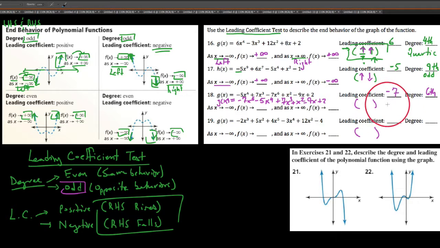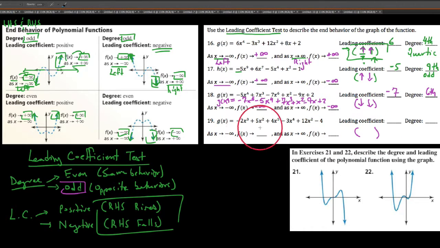So knowing that the leading coefficient is negative tells us instantly the right-hand side has to fall. And because our degree is even, we know that instantly, or next to instantly, the left side would have to be the same as the right. So as x goes to the left here, as x goes to negative infinity, our y values go to negative infinity on the left and fall. And as x goes to positive infinity, our y values on the right also fall and approach negative infinity.